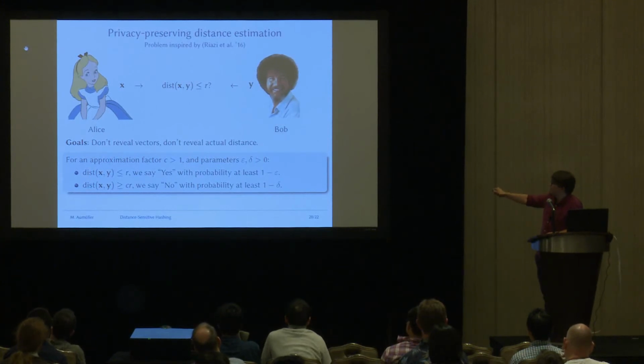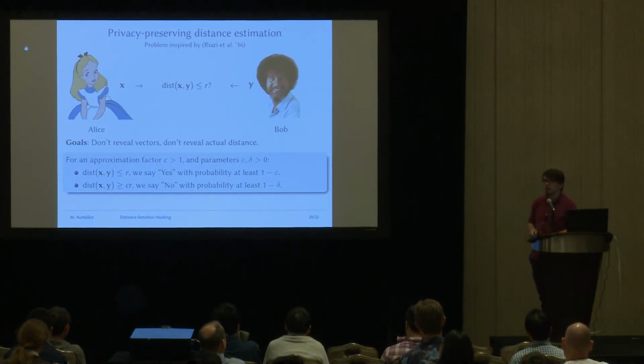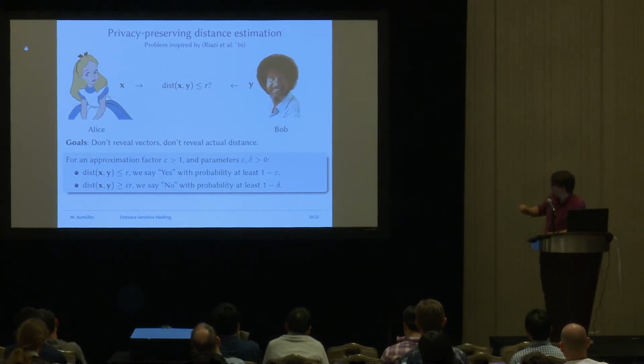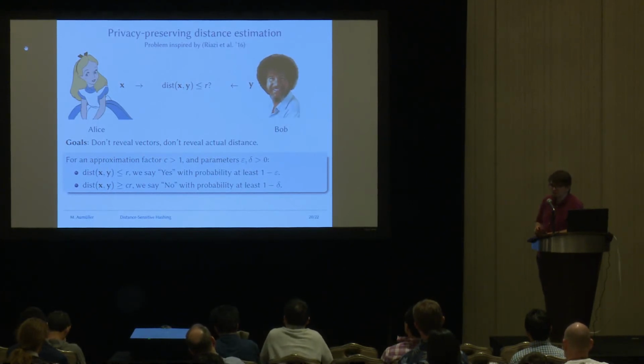This is very important, because in this paper, Riazi and others showed that once you leak the information about the distance, then you can actually triangulate and get closer and closer to the original vector you were interested in. We solve this problem where, for an approximation factor c greater than 1 and parameters epsilon and delta, we give an algorithm which says yes with good probability if they are close, and says no, you're not close, if the distance is above this distance threshold, which has this approximation factor in there.